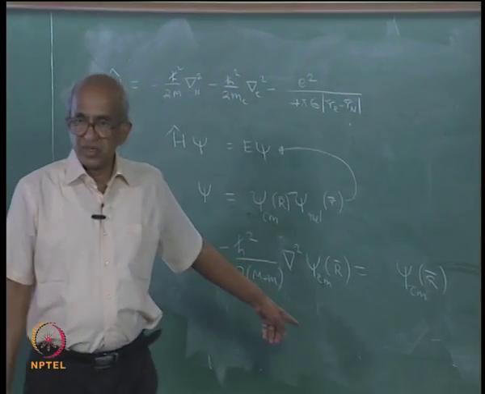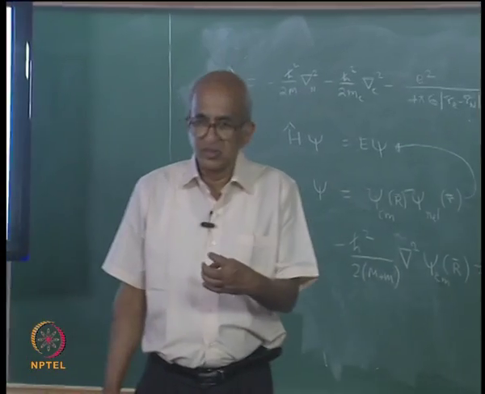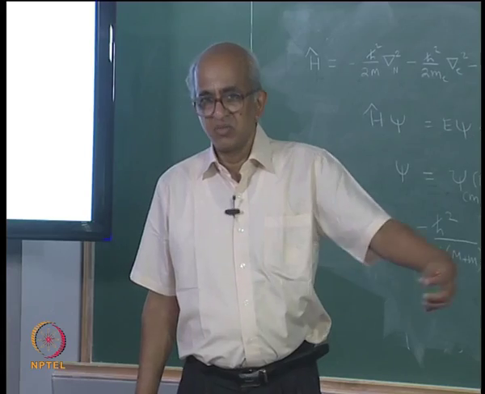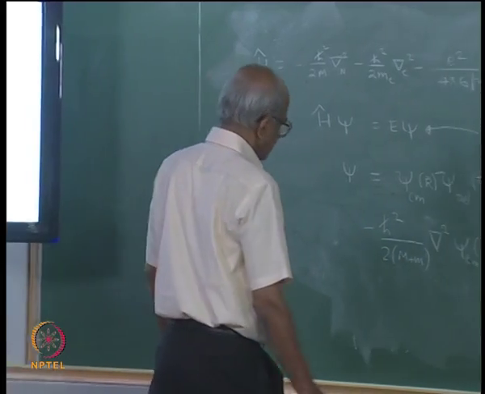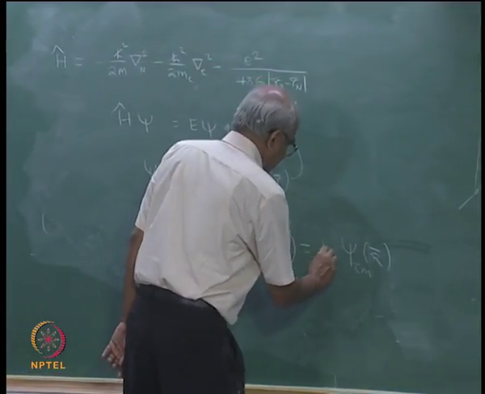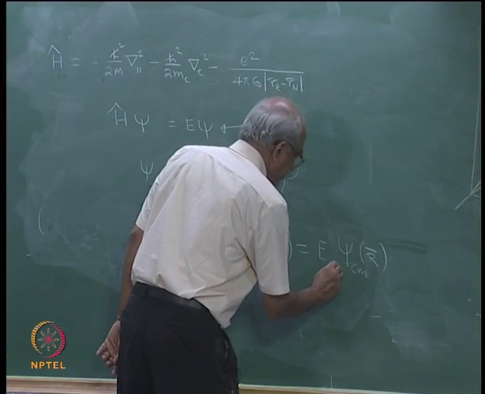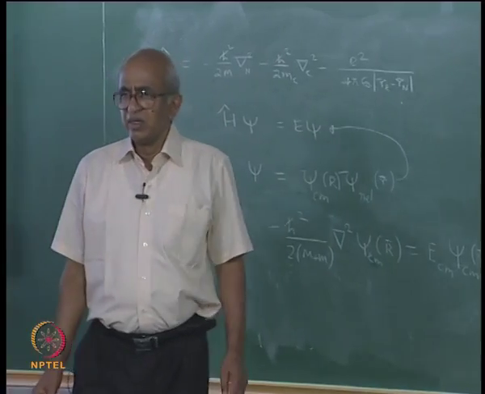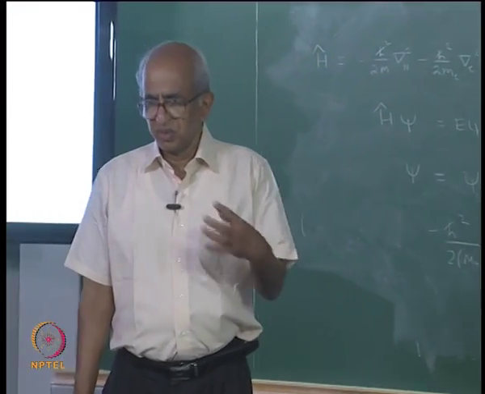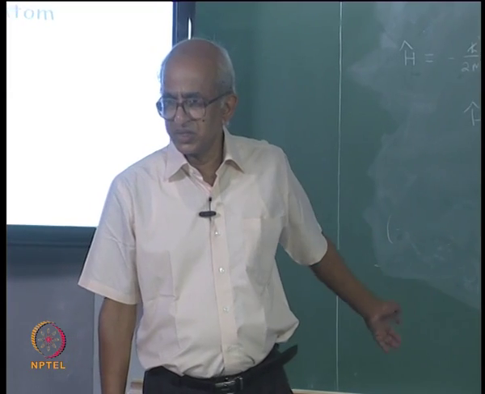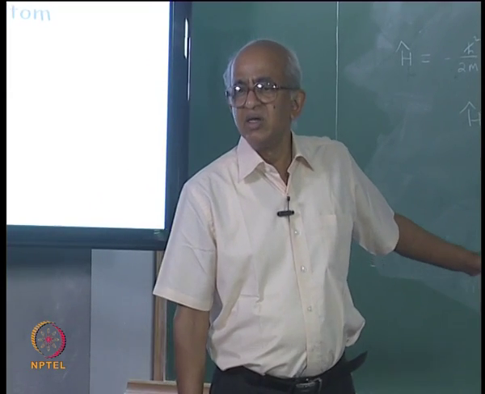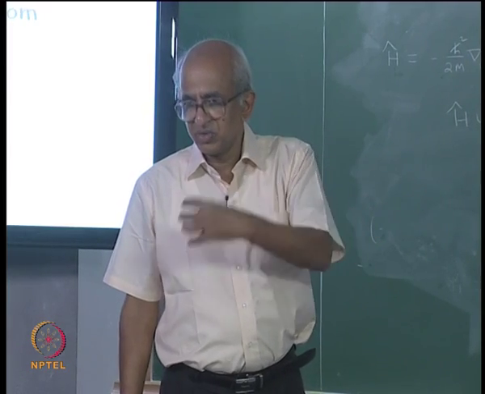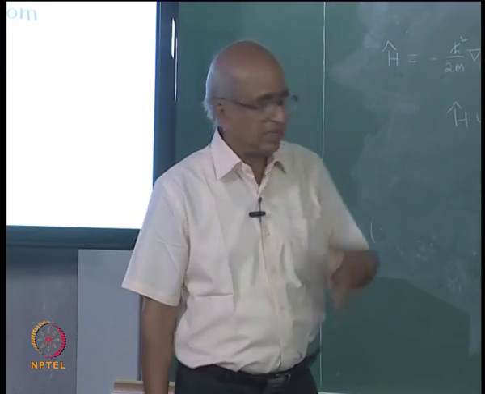I have not written the constant, but this constant will actually represent the translational energy of the hydrogen molecule. And so, I will write it as E, but I will put the subscript Cm just to remind you that it is center of mass motion. This energy is the energy of the system due to its translational motion as a whole.